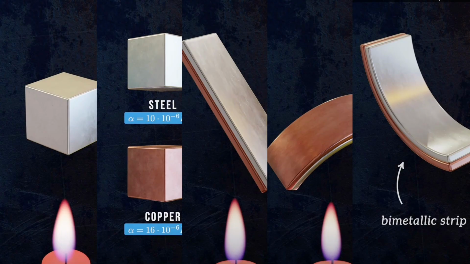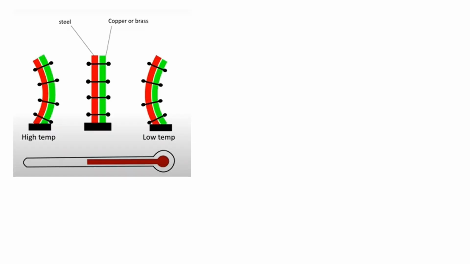This is an incredibly simple but useful device that can be used to convert a change in temperature into mechanical displacement. Thus, the bimetallic strip consists of two metals having different coefficients of thermal expansion that expand and contract to different extents when heat is applied or lowered.